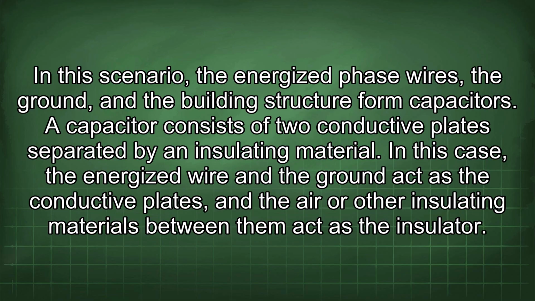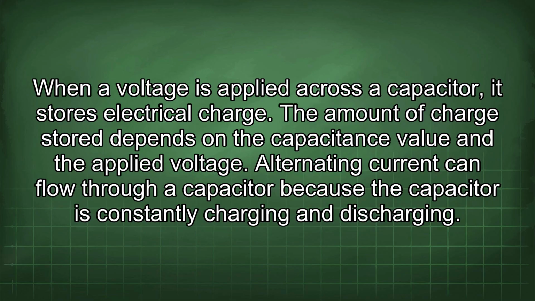In this scenario, the energized phase wires, the ground, and the building structure form capacitors. A capacitor consists of two conductive plates separated by an insulating material. In this case, the energized wire and the ground act as the conductive plates, and the air or other insulating materials between them act as the insulator. When a voltage is applied across a capacitor, it stores electrical charge. The amount of charge stored depends on the capacitance value and the applied voltage.